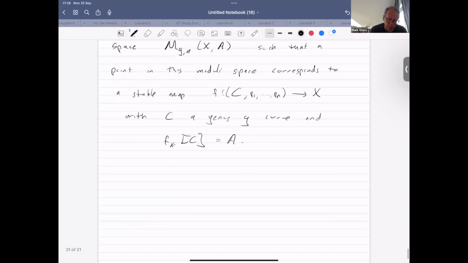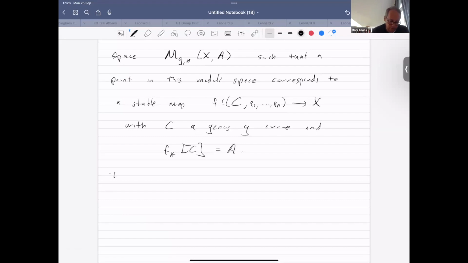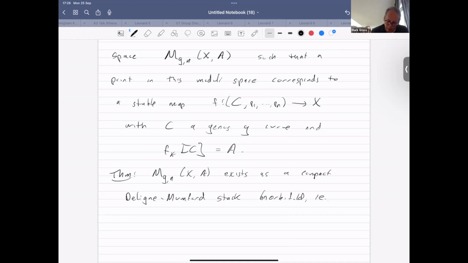Okay, so one of the important facts is that this moduli space M_{g,n}(X,A) exists. Not quite sure who to attribute that to. There are many people working on this in the 1990s, but it exists as a proper, i.e. compact, Deligne-Mumford stack. Now, I'm not going to assume that you know what a stack is, but just think of this as an orbifold, i.e. locally it looks like a variety modulo a finite group.